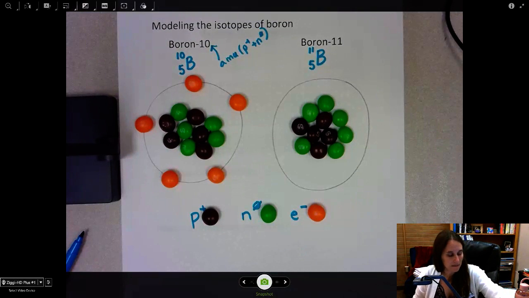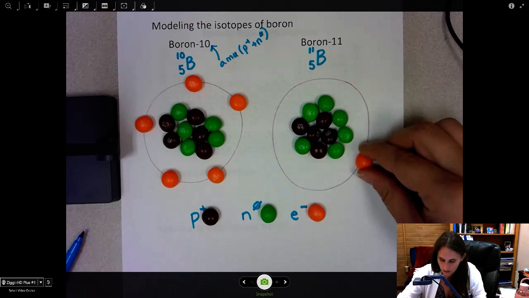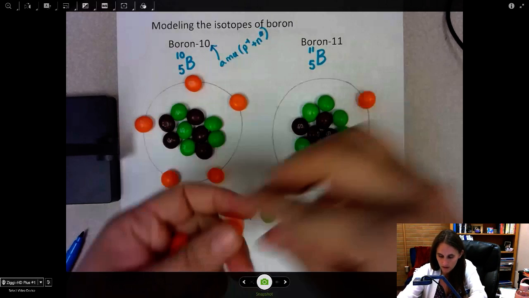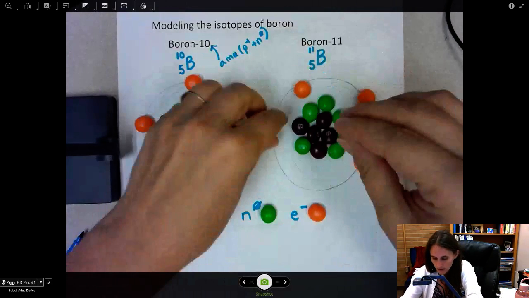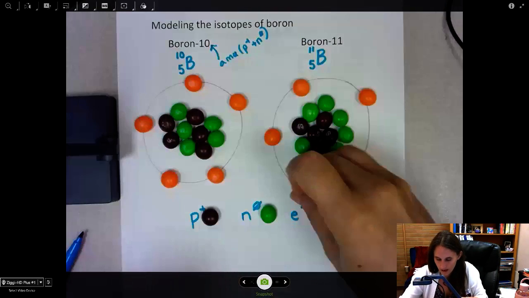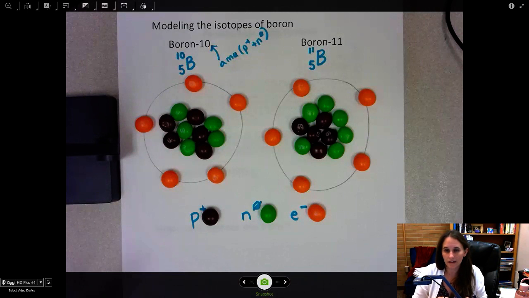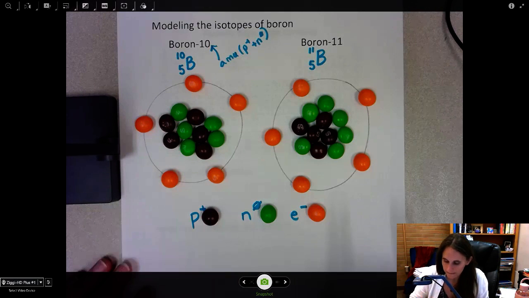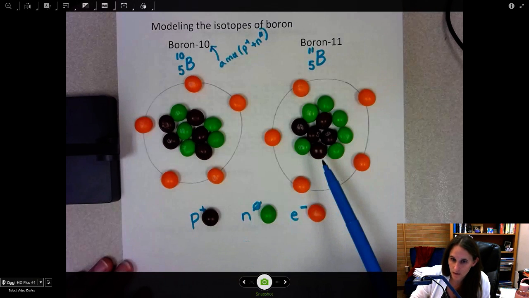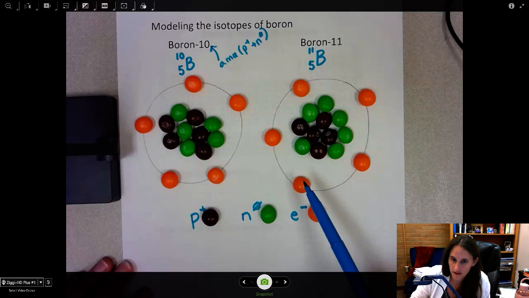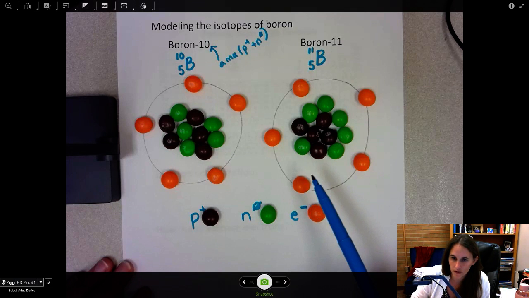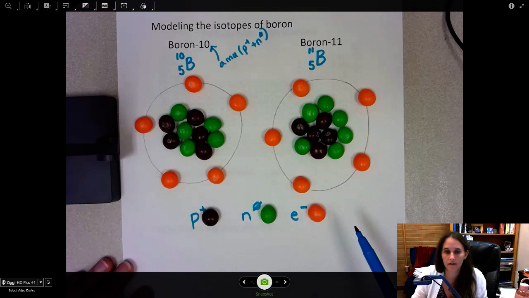Now, it doesn't impact the number of electrons I have. This is still a neutral particle. So 1, 2, 3, 4, 5. My boron 11 has an equal number. So each of these has, you can think of like a dance partner. I have a purple for every orange. So those positives are canceled out by the negative. Overall, I have no charge.